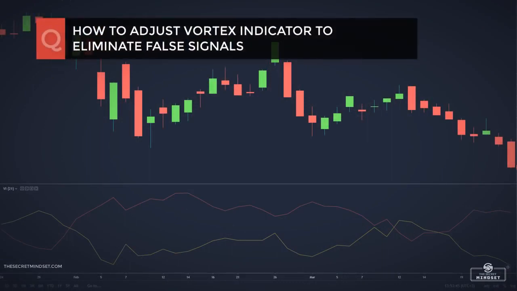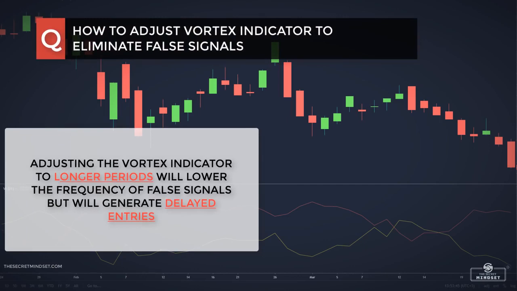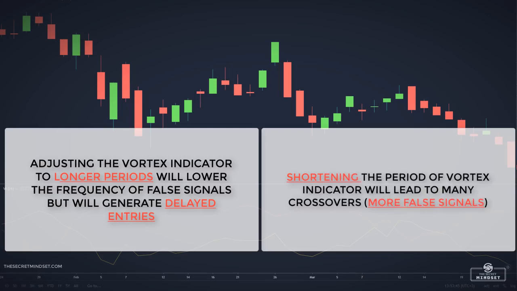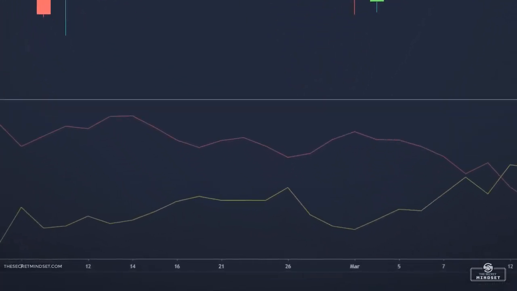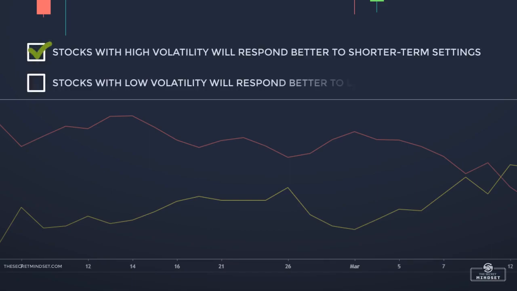Adjusting the Vortex indicator to longer periods will lower the frequency of false signals, but will generate delayed entries. On the other hand, shortening the period of this indicator will lead to many crossovers that fail to generate significant trend movement. As a general rule, stocks with high volatility will respond better to shorter term settings, while slow-moving stocks will respond better to longer term settings.